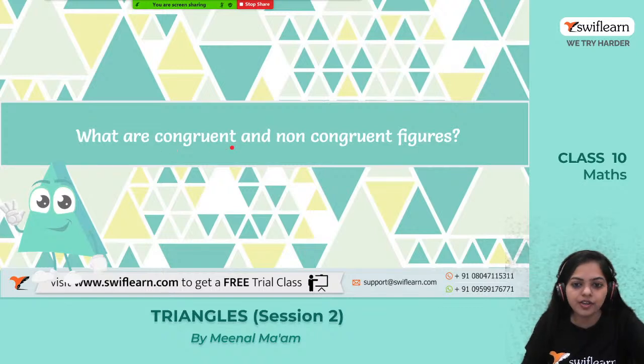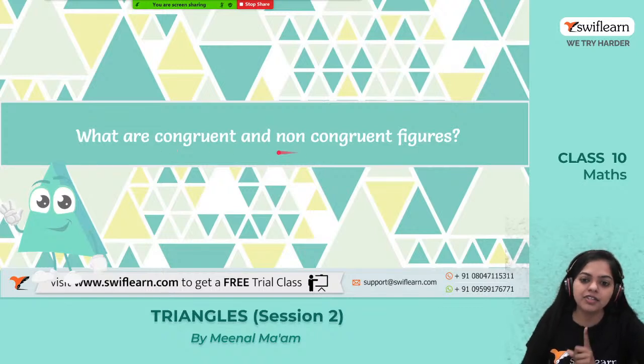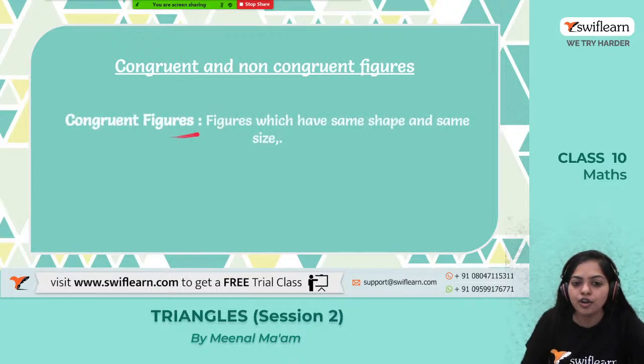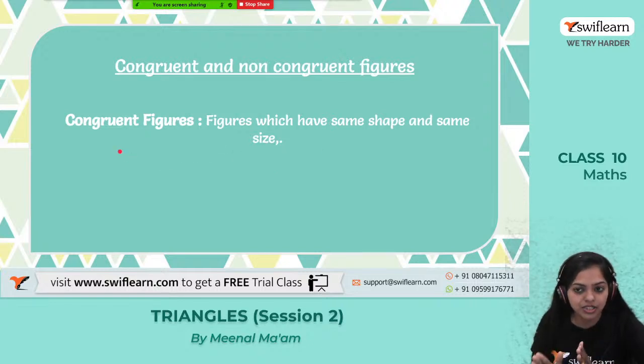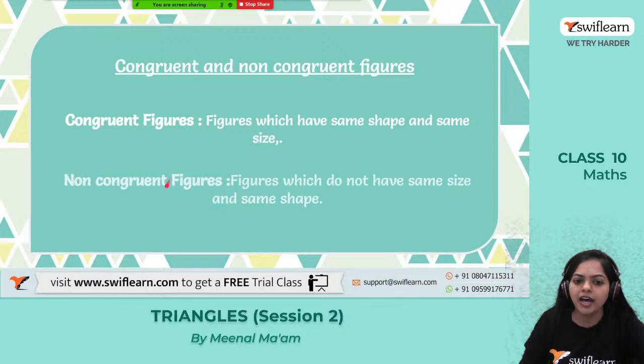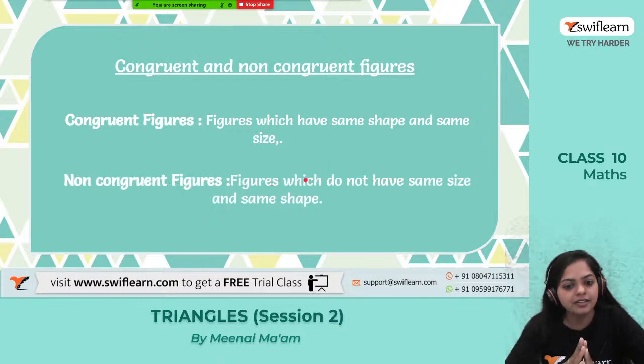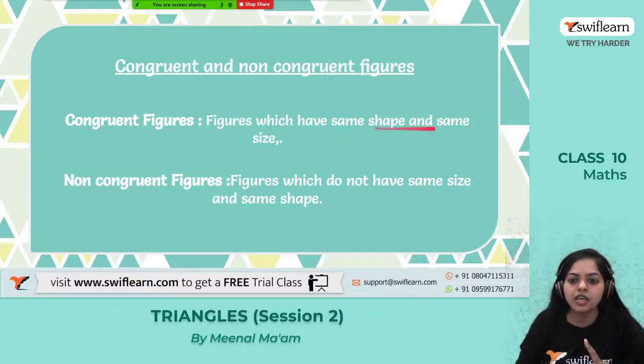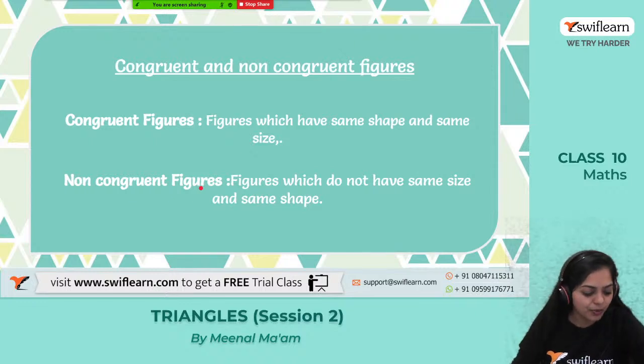So what are the congruent and non-congruent figures that we discussed in the last class? Let's have a look. Let's recall. Congruent figures are the figures which have the same shape and the same size. And non-congruent figures are what? They do not have the same size and the same shape. Got it? So the condition for congruency is same shape and same size. Got it everyone? Okay.